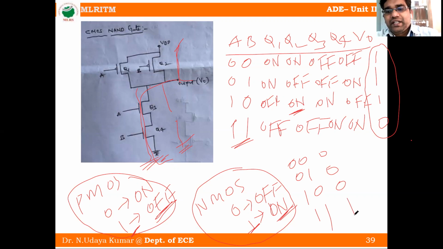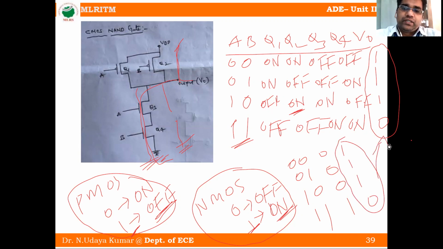The complement of AND is the NAND gate. So take the complement: 0 becomes 1, 1 becomes 1, 1 becomes 1, and 1 becomes 0. So this is the NAND gate truth table. Both are the same pattern, you see 1 1 1 0. So this is the NAND gate truth table.